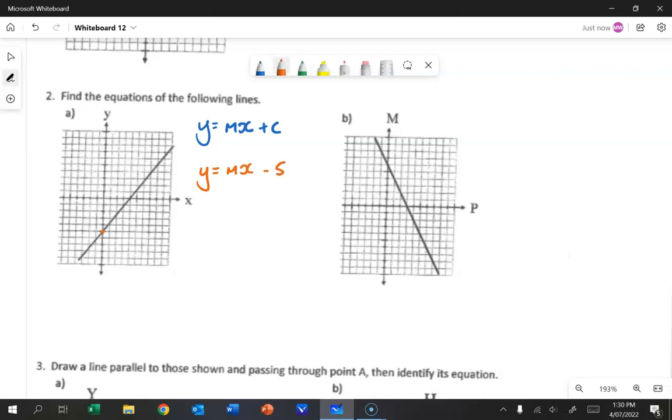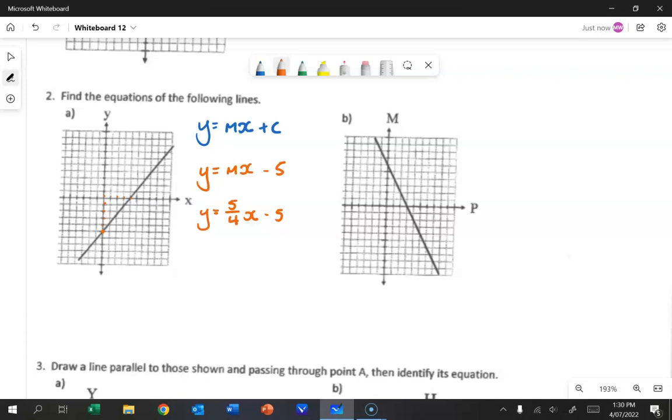And then when I go hunting for the gradient, remember that it's the rise over the run. So I'm counting that as 1, 2, 3, 4, 5 over a run of 1, 2, 3, 4 in a positive direction. So I've got y equals a rise of 5 over a run of 4, x minus 5. And that one's finished. Do the second one, maybe pause me and have a go, and then test to see if you're right.